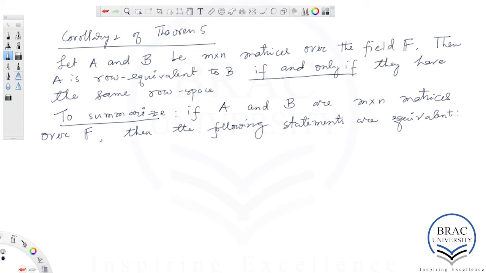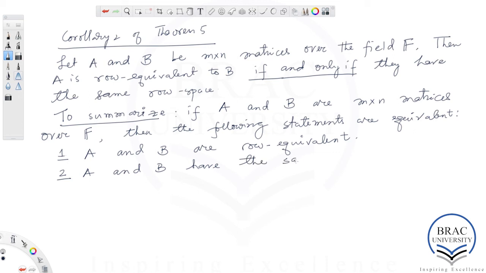Okay. The first statement is that A and B are row equivalent. The second statement is that A and B have the same row space. The equivalence of the first two statements is a consequence of corollary 2 to theorem 5.